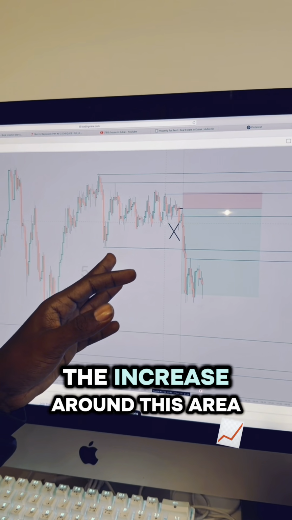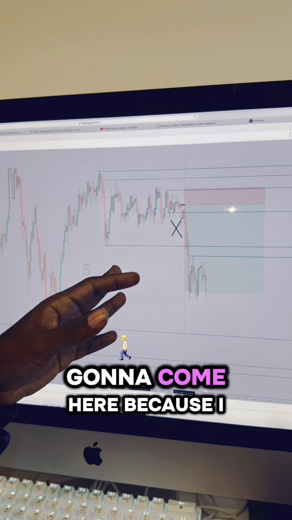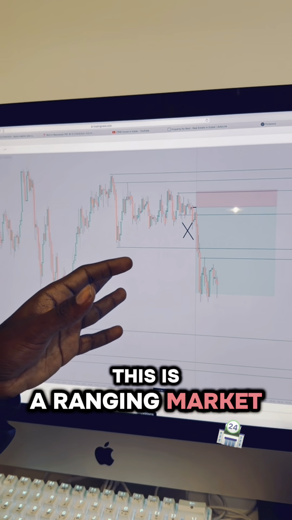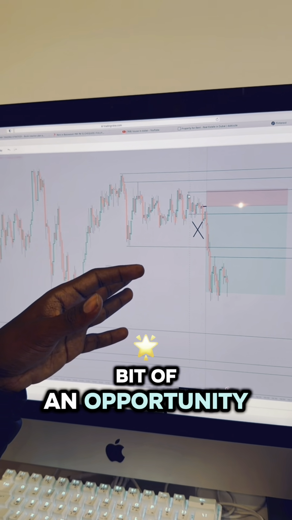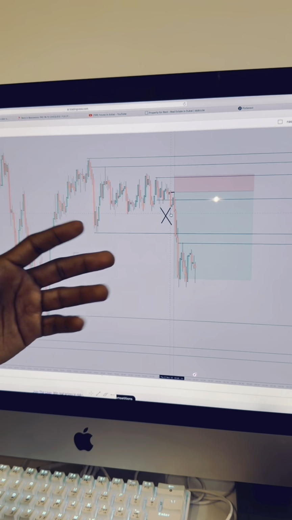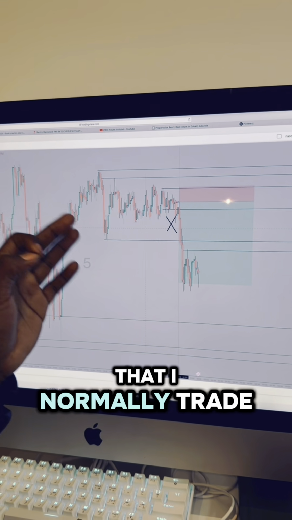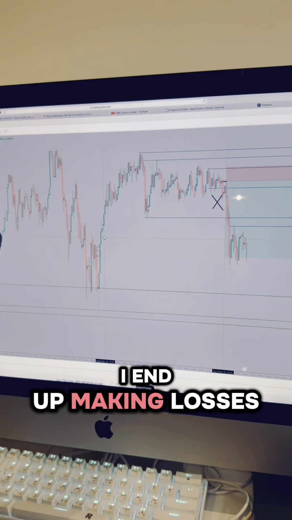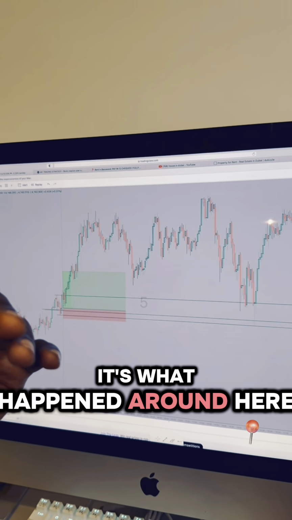I had taken entries around this area, and I was expecting maybe the market was going to come here because I saw this as a ranging market. I saw it as a bit of an opportunity. Around all these areas, I was in profit, but then the market did like this. I couldn't focus on the time frame in which I normally trade the gaps, and ended up making losses. So exactly what I explained here is what happened around here.